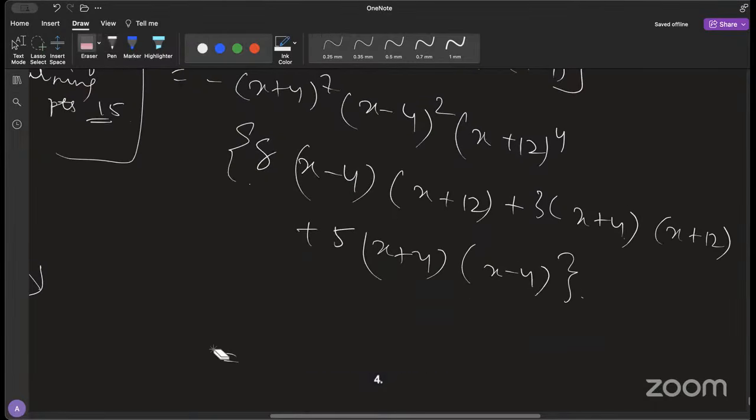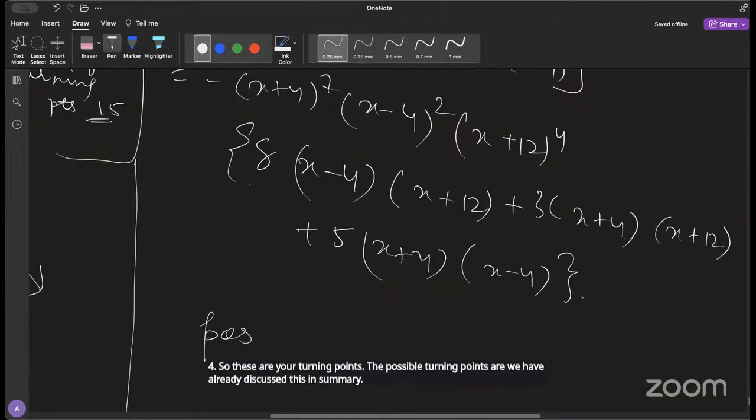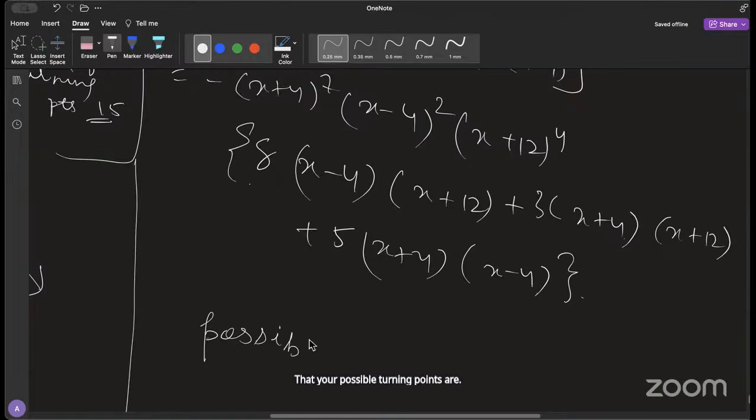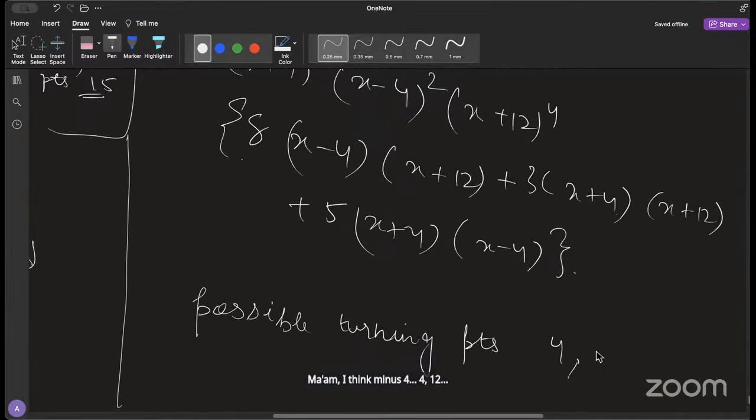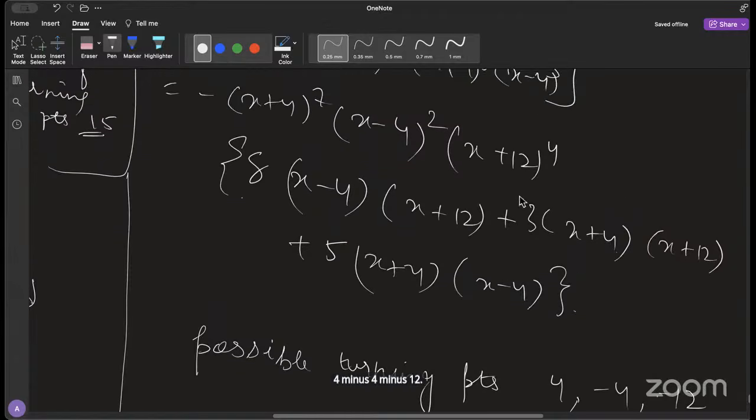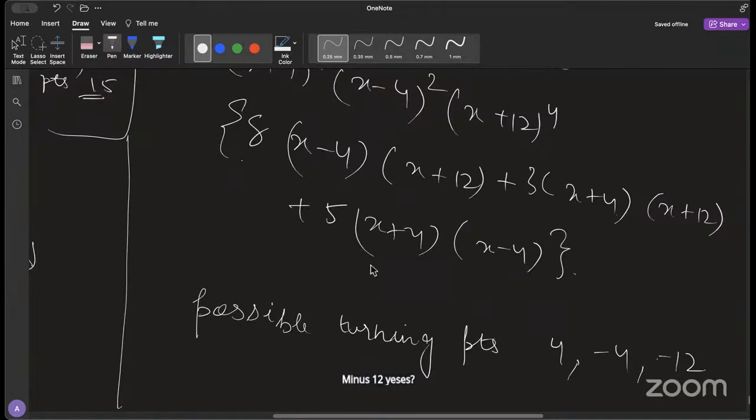So these are your turning points. The possible turning points, as we've already discussed in the summary, are the points where your derivative becomes 0. The possible turning points are 4, -4, 12 and -12, and some roots from here, right? So this is a quadratic equation, right? Yes, you'll have 2 roots from here.